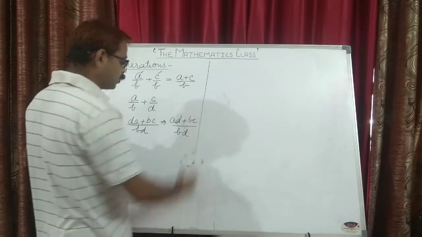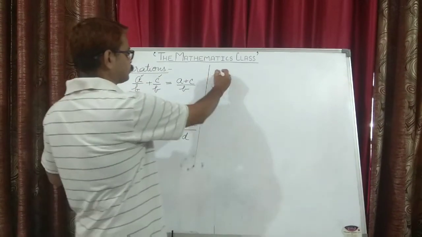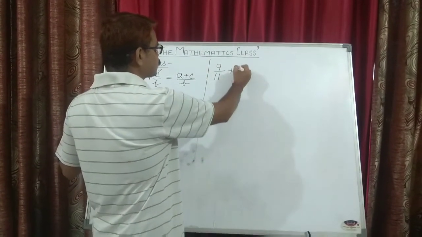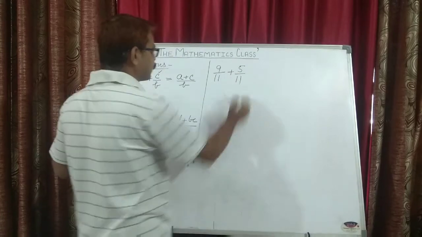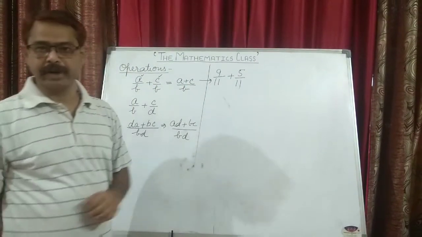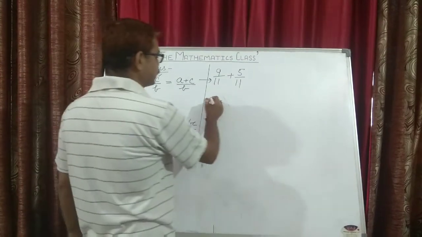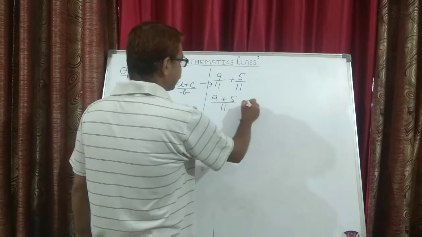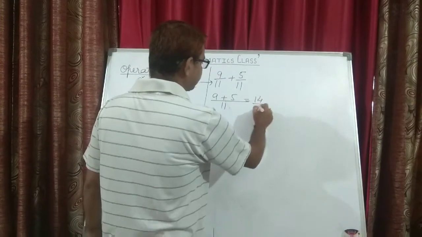I will take an example over here. Let's take 9 upon 11 plus 5 upon 11. These are rational numbers with the same denominators. So here the denominator will be 11, and 9 plus 5 is 14, so the answer is 14 upon 11.